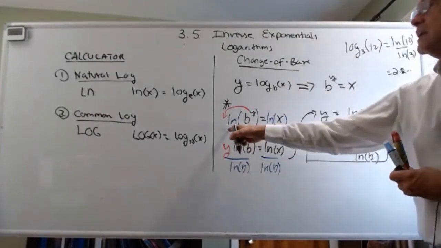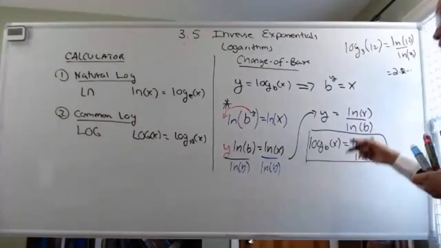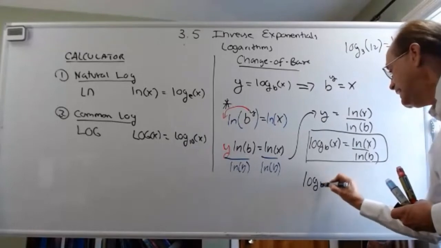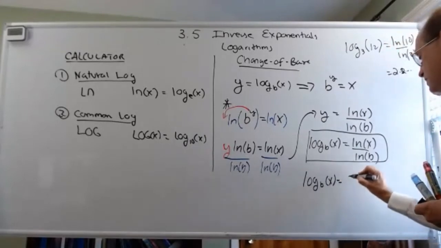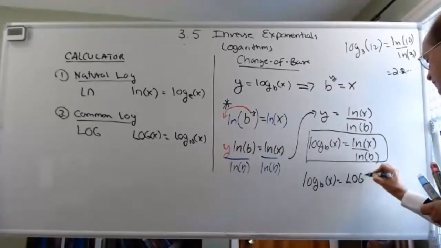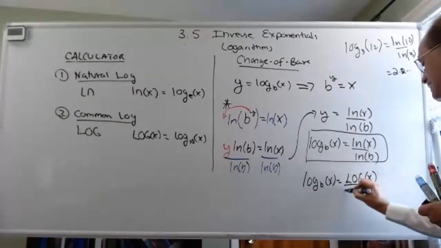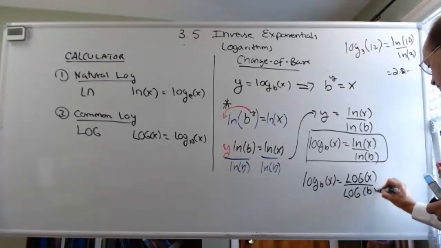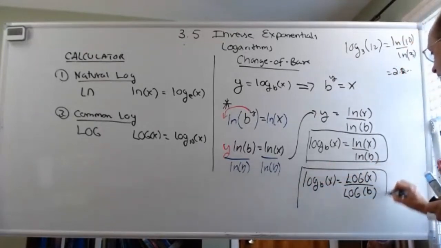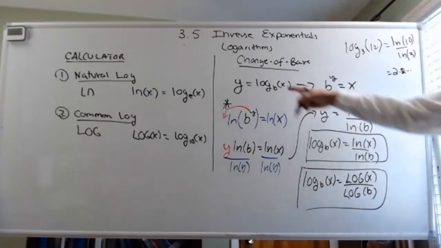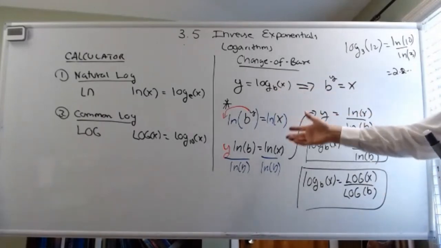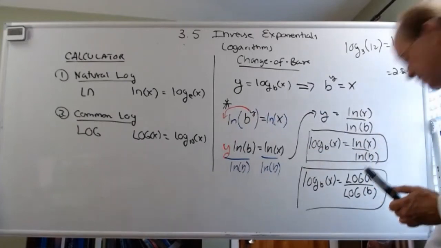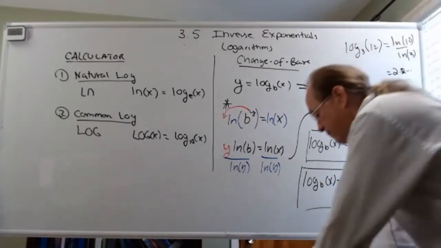I could also have taken the common log. So the other way of writing this is my log in the base b of x can be written as the common log of x over the common log, or log in the base 10, of b. So both of these are called my change of base formulas. And this is a very simple demonstration. I didn't formally prove it because I have to prove that particular property, and I haven't done that. But we will later on.